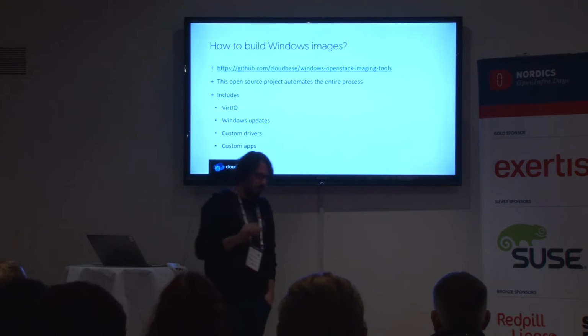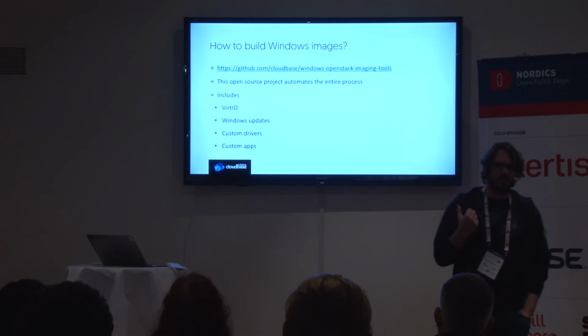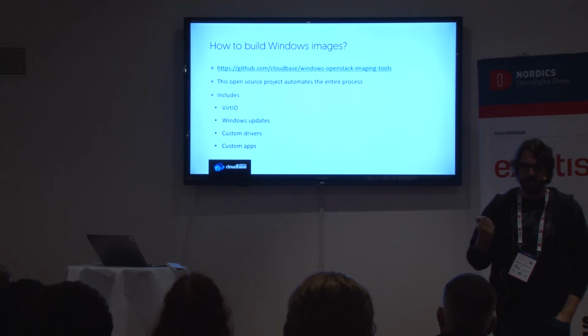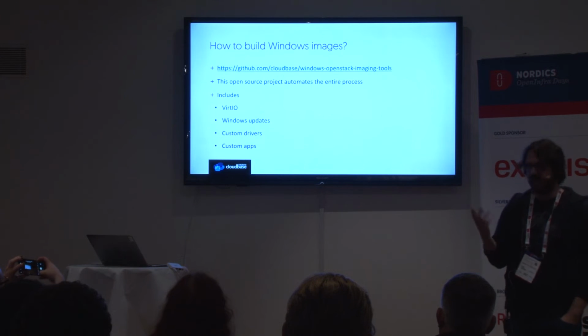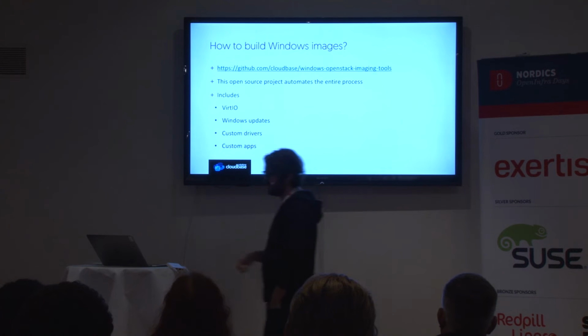Okay, let's say that you want to build your own Windows images for OpenStack. We provide a bunch of open source scripts which are available at that repository over there. They are in PowerShell, so you just run them and they create images for you. Of course, you have to provide an ISO that comes with volume licensing or whatever else, and it automatically produces an image. It includes VirtIO, Windows updates, custom drivers, custom apps, and all.